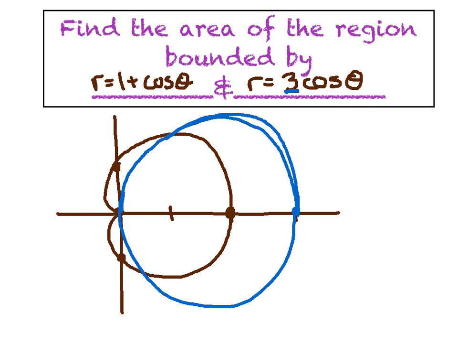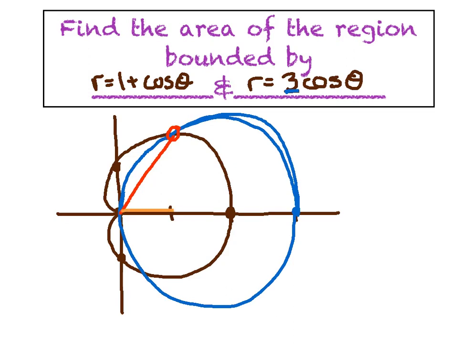Okay, so we've got to find the area where those two graphs overlap. The most important thing we need to do here is to find that intersection point right there and draw a radial line straight there. And what you're going to find out is we need two separate integrals. You're thinking, why do I need two separate integrals?